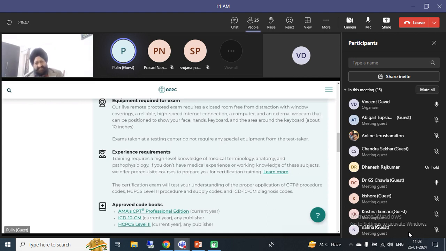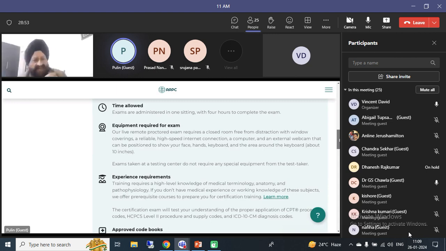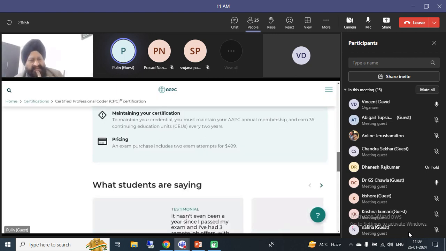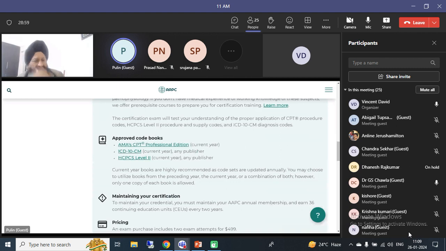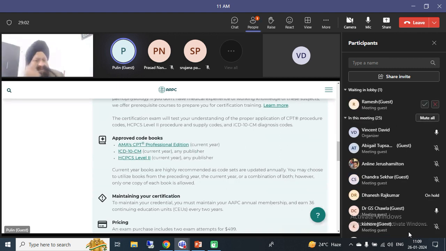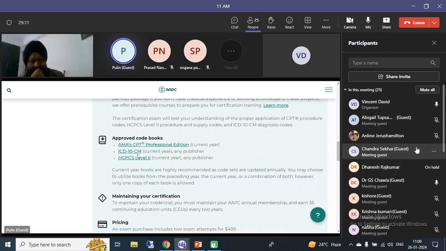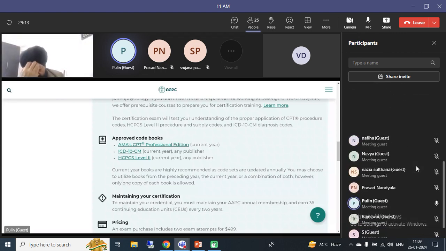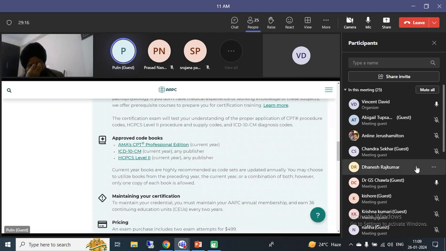And this is an open book exam. The approved books, you can see three books they have given here. AMA CPT Professional Edition, that is for the Current Procedural Terminology that we use for procedures and services. Next, ICD-10-CM of the current year, the International Classification of Diseases, 10th Revision, Clinical Modification. This book we use for disease, illness, signs and symptoms. HCPCS Level 2 will also be provided for supplies and injections. So we have to use these three books to find the answer.